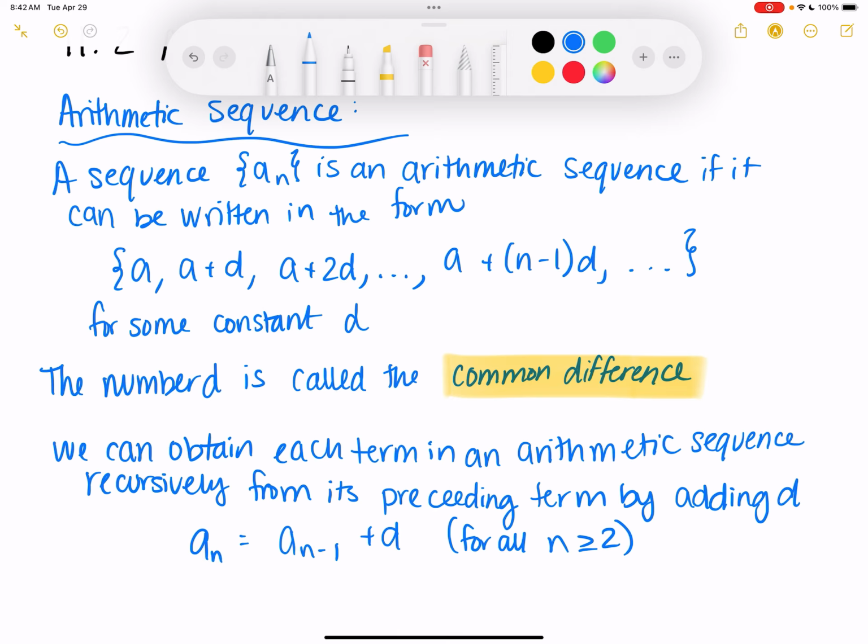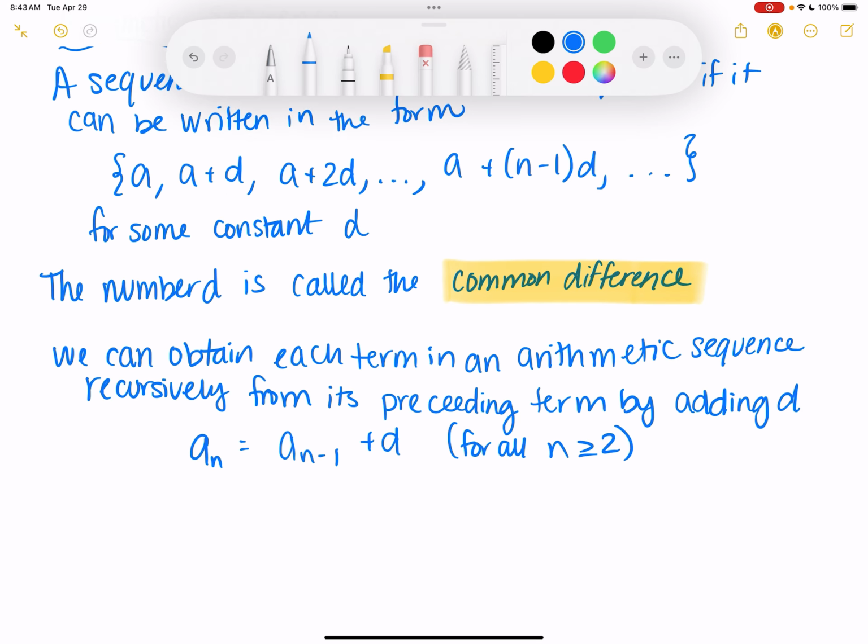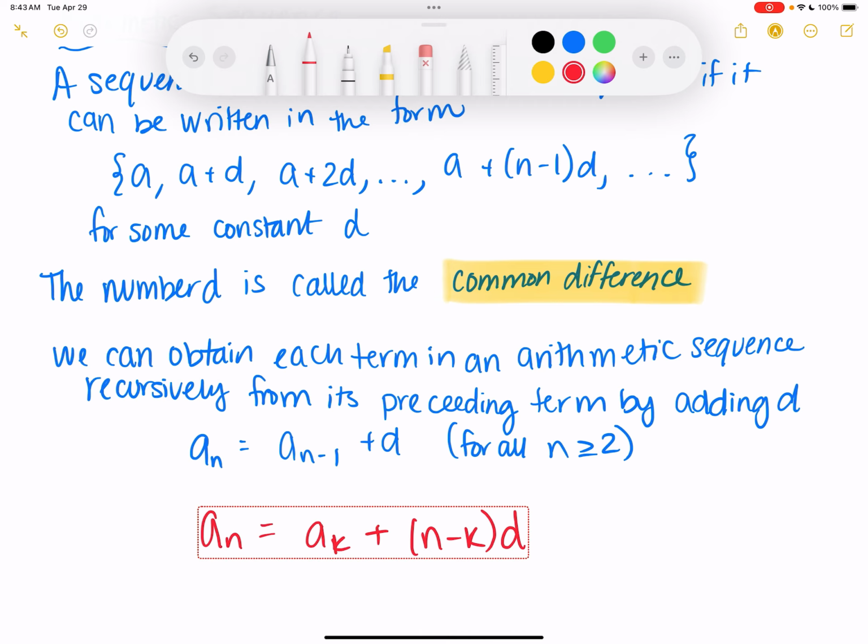The other form of this, where we don't have to know the previous term, we just have to know one of the terms, is if we write it as A sub n is equal to A sub k, and that can be any term that we know. It doesn't have to be the first one, doesn't have to be the previous one. Using the first one makes it the easiest. Plus n minus k times d. So if we're using the first term, that's nice and easy. If we're using a different term, that's when we're going to be subtracting stuff off.